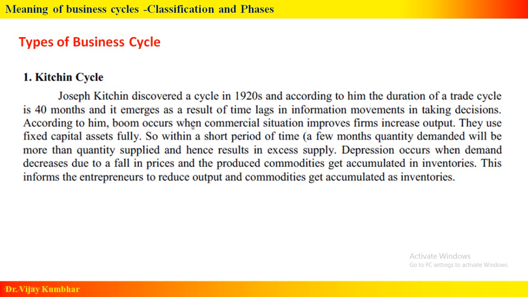According to him, boom occurs when the commercial situation improves, firms increase output, and they use the fixed capital assets fully. Within a short period of a few months, quantity demanded will be more than the quantity supplied, and hence the result is excess supply. Depression occurs when the demand decreases due to the fall in price, and the produced commodities get accumulated in the inventories. This informs the entrepreneurs to reduce the output. This is the very small or short period trade cycle. It is known as the Kitchen cycle.